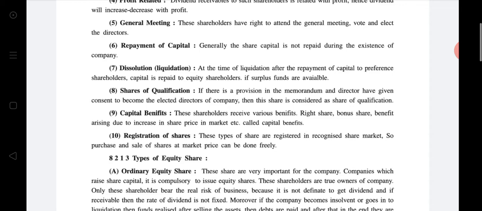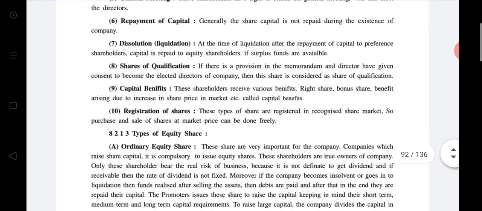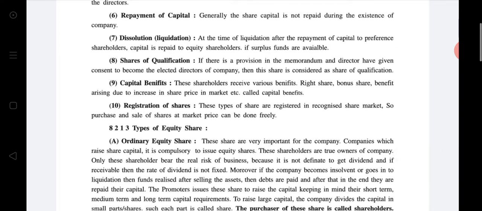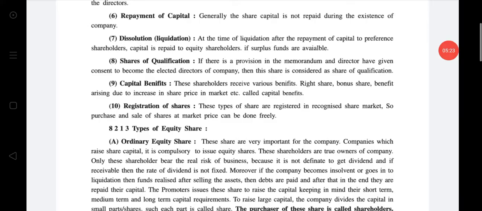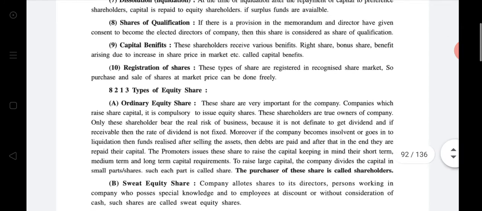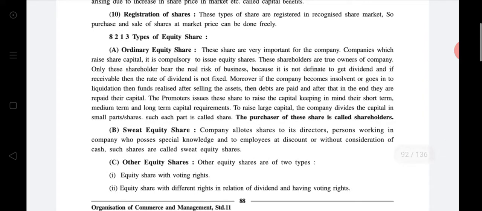So these extra benefits are available for equity shareholders. Then share qualification and capital benefits, like right shares, bonus shares, then benefits arising due to an increase in share price in the market. These are all called capital benefits, which are available for equity shareholders. Now, registration of share. These types of shares are registered in a recognized share market, so the purchase and sale of the shares at market price can be done freely.